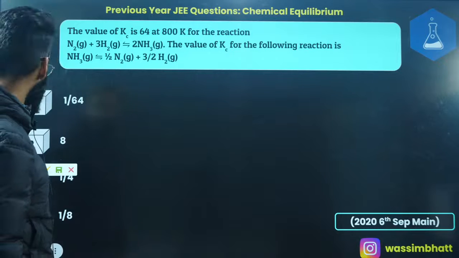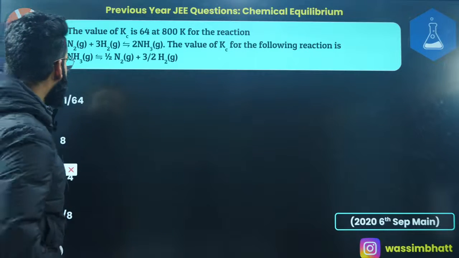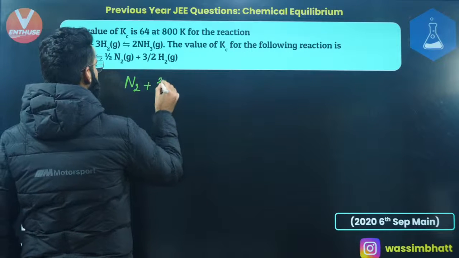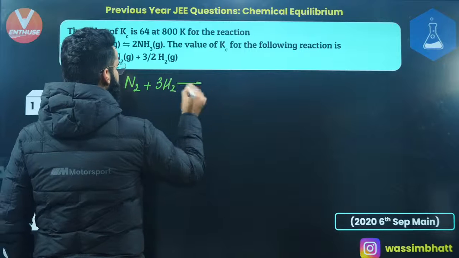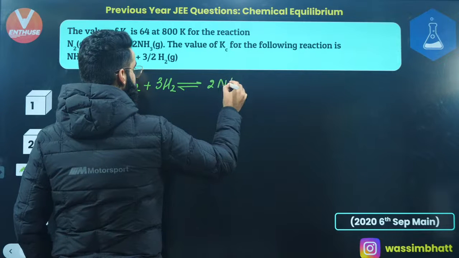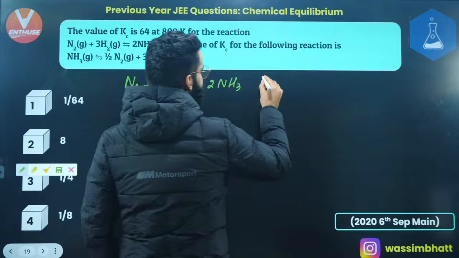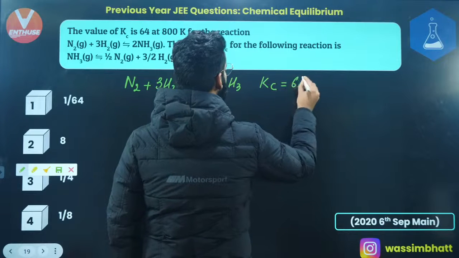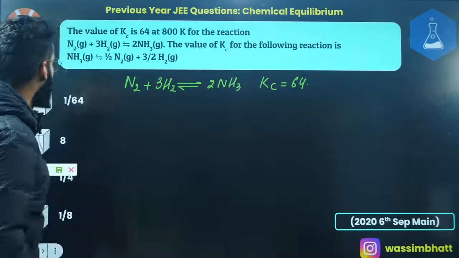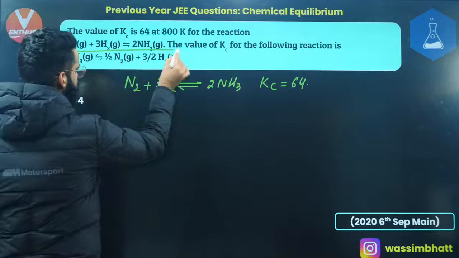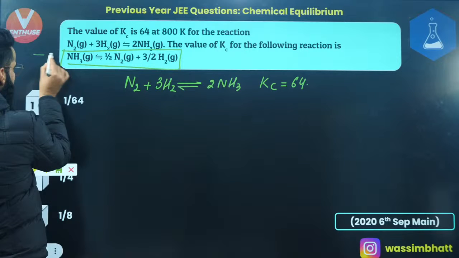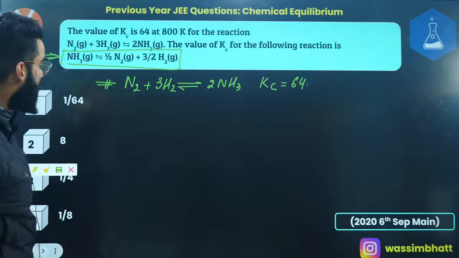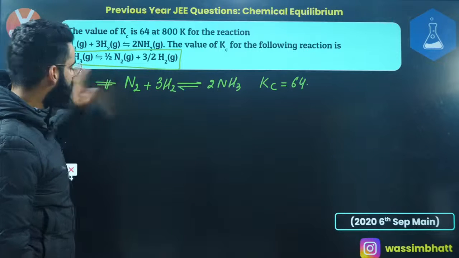Okay? Say guys, I'm given with one of the reactions. The reaction is N2 gas plus 3 times H2 gas in equilibrium with 2 times NH3 gas. This is the reaction that's given to me. Well, Kc value for this reaction is given to me as 64. What do I need to do? I need to calculate the value of Kc for this reaction. So basically, I'm going to make this reaction out of this reaction, right? Now the point is, how do we make this reaction out of this reaction?